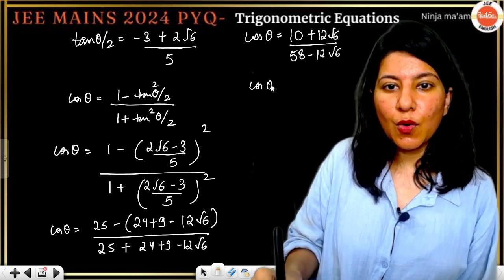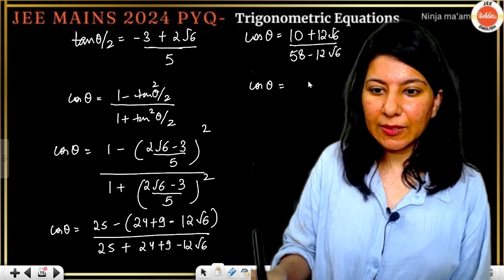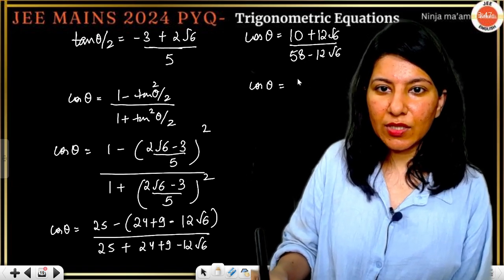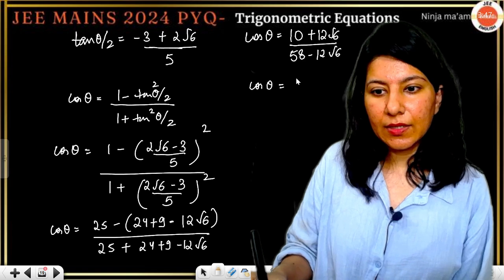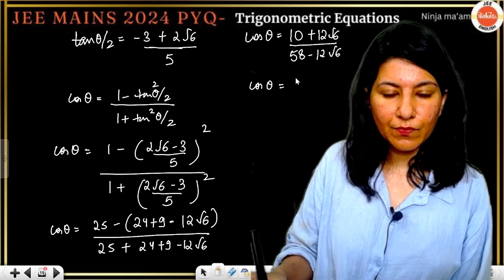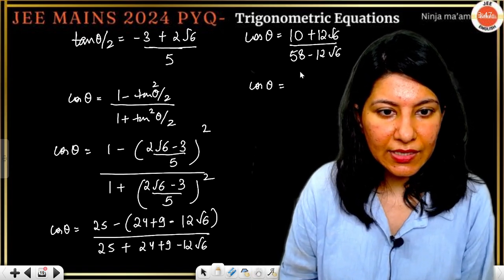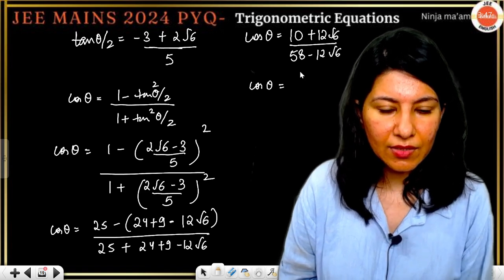Okay, so cos theta will be equal to, if you take something common, this is going to become a square is there, right? So 6 4s are 24 plus 9 and then 3 2s are 6, 2s are 12 root 6 is fine.